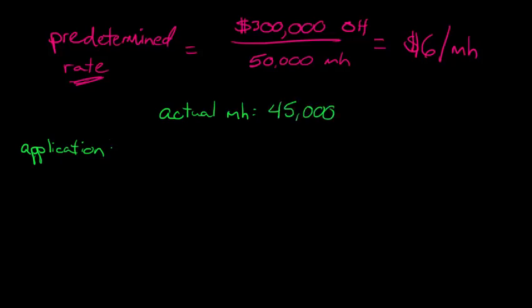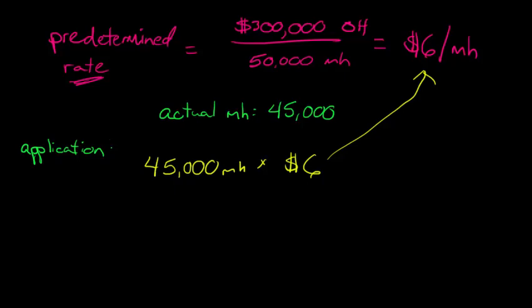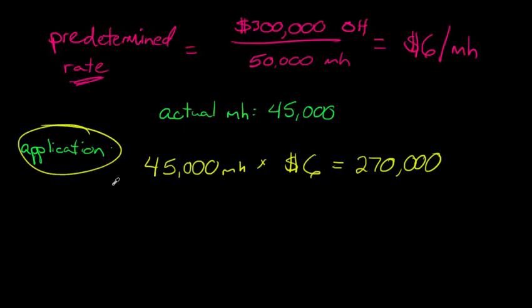Okay, so we just take that 45,000 actual machine hours and multiply it by our rate. That's $6, and we get that from right up here. That is going to give us 270,000. This is the amount of overhead that we need to apply. We're going to apply this overhead.